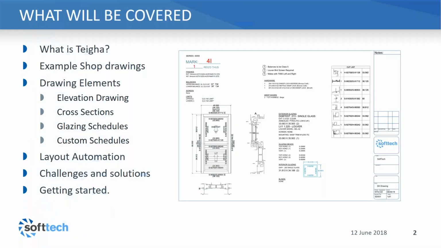What we're going to cover today. We're going to start by explaining what Taiga is. We're going to look at some sample shop drawing output. We're going to go into a little bit of detail about different parts of the drawing. We'll move on to how we're able to automate the layout. And then we'll look at a couple of the challenges we had and how we're able to overcome them. And then finally, we'll talk briefly about how you can get started with Taiga if it's something that you feel could be useful.